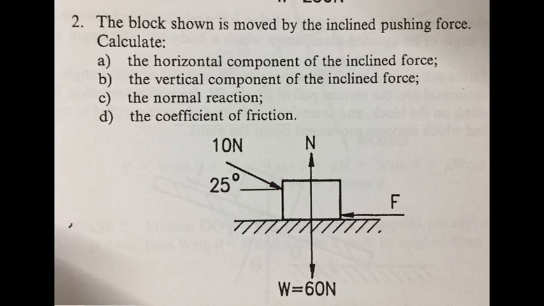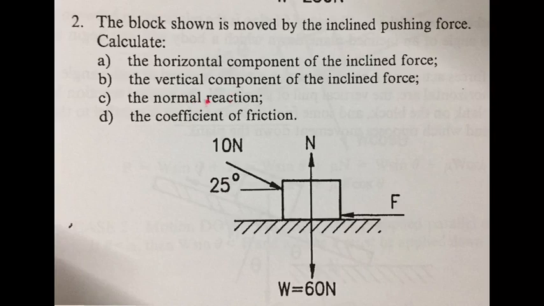10 cos 25 right would be the answer to A. The answer to B would be 10 sine 25 downwards. Note that this force as drawn here can only have vertical component, which is downwards. It can only have horizontal component, which is rightwards.